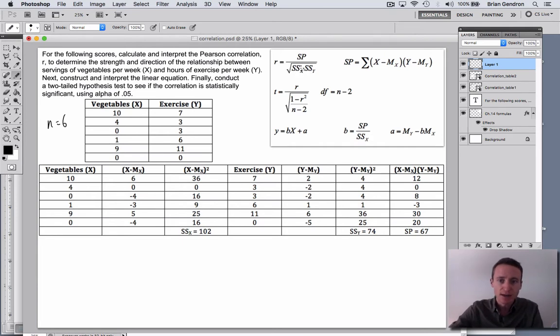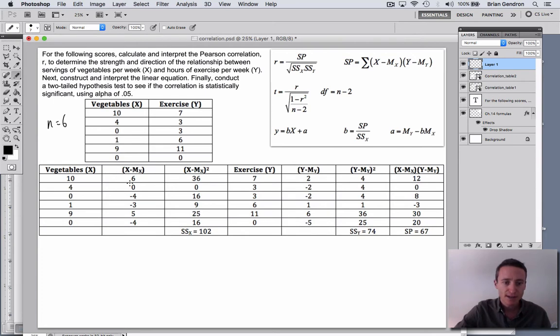Specifically, in the denominator, you have the sum of squares for X, which is 102, and the sum of squares for Y, which is 74. What we need up here in the numerator is SP, which stands for the sum of the products of deviation scores. So that's what this column here is for. And look at the heading.